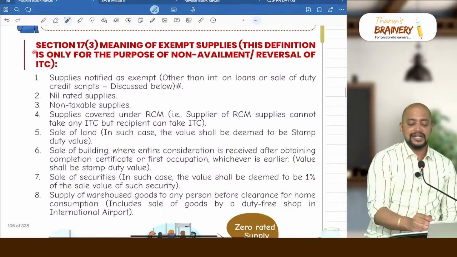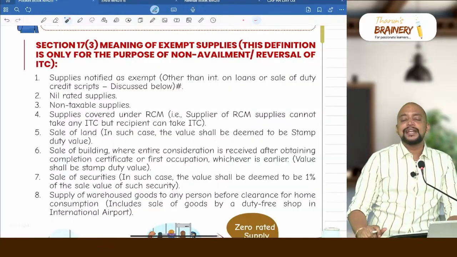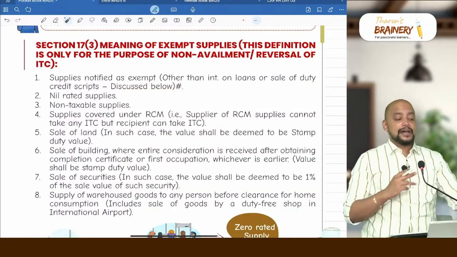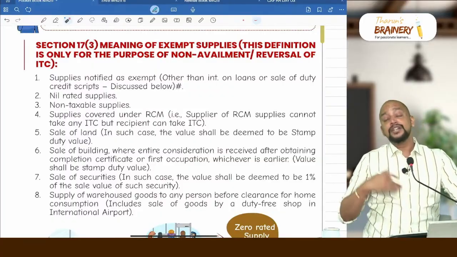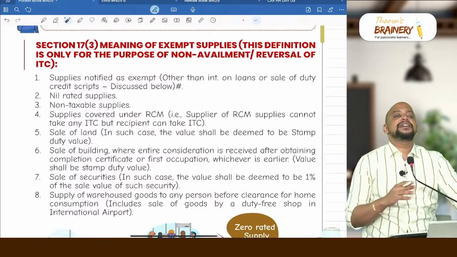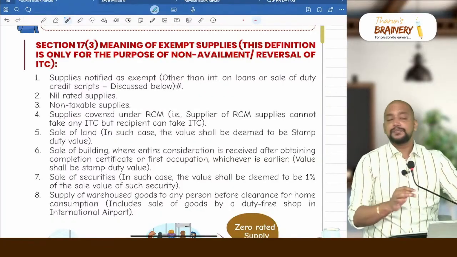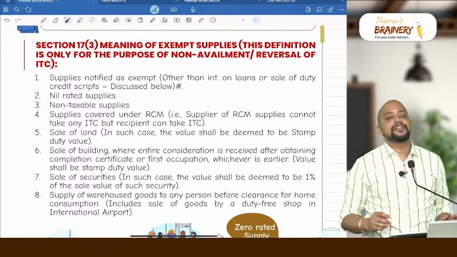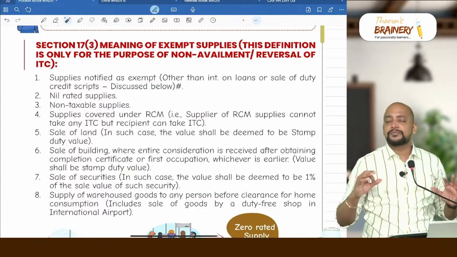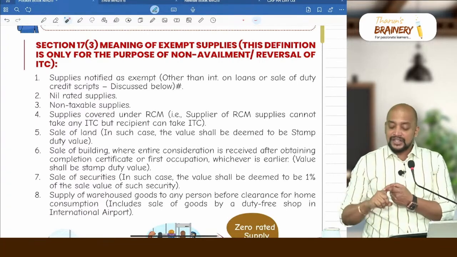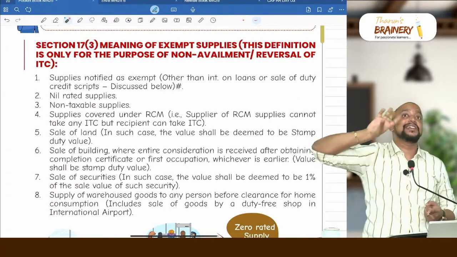Then section 17 subsection 3 deals with meaning of exempted supplies. So there are certain transactions, even though it is not a supply, even though it is taxable supply, but we are treating it as exempted supply. This meaning of exempted supply is only for the purpose of ITC chapter, because generally the meaning of exempted supply, so meaning of exempted supplies we have in two places. One, general throughout the GST law, that is given in section 2.